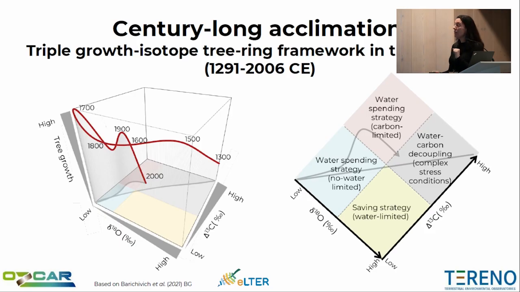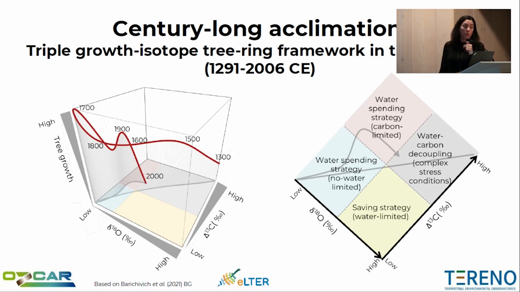From the 1700s, they start decreasing in growth, and they move through this region, where they still have enough water, but something is limiting the assimilation of carbon. That could be the availability of CO2, but since the Industrial Revolution already happened, I doubt that it was CO2 limitation, so it could be nutrient limitations as well.